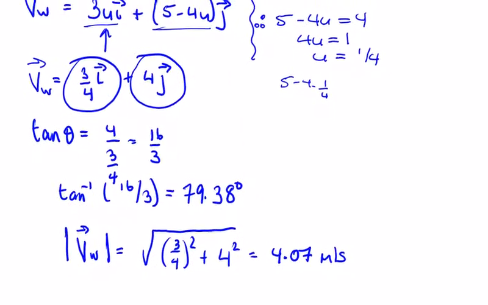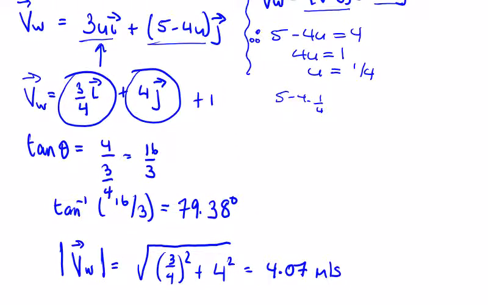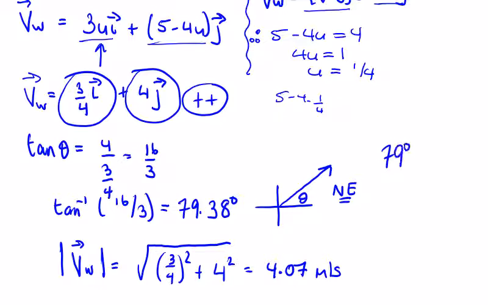So the direction, the wind is positive, positive. So this 79.38 is positive, positive, in a northeasterly direction. So 79 degrees, if we round it to the nearest degree, north of east.